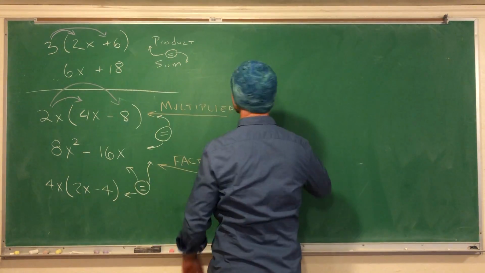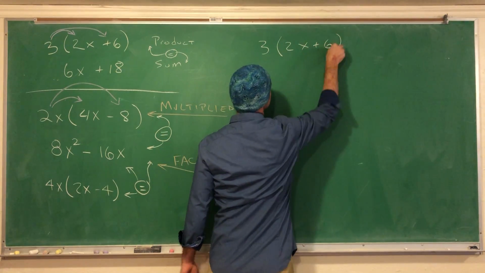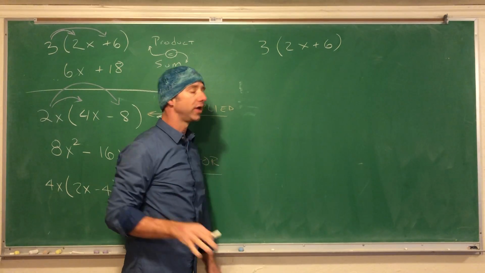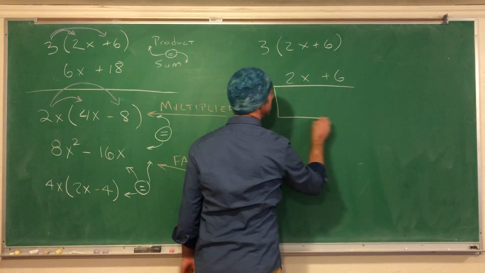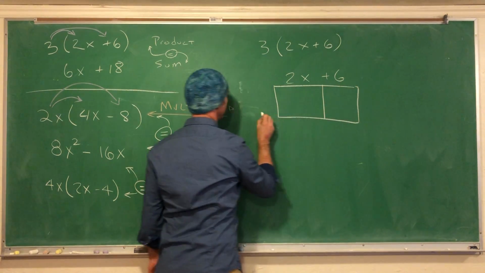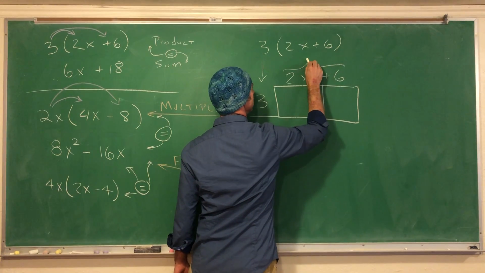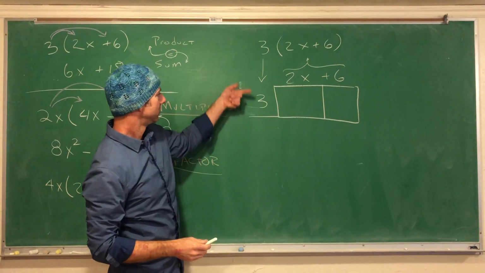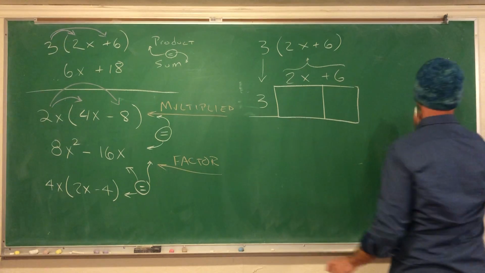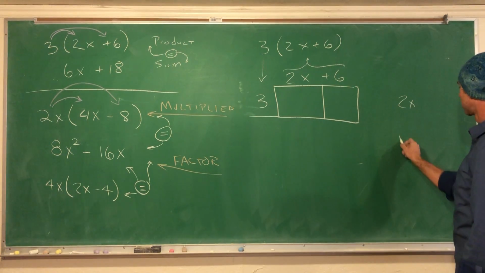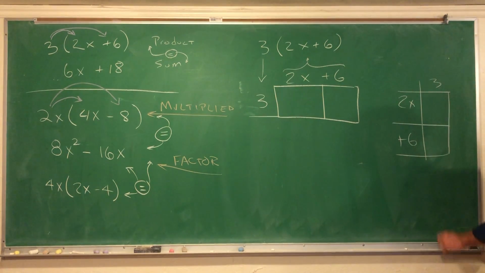Or let me show you another way to do this. How about this? If I have 3 times 2x plus 6, which we just did, I'm going to show you another way to multiply this. And then out here, I'm going to put 3. Okay, you can see it's 3 in the front and 2x plus 6 up top. It doesn't matter which way I do this. I could have just as well done it this way. 2x plus 6. Could have done something like that. Doesn't matter which way I go.